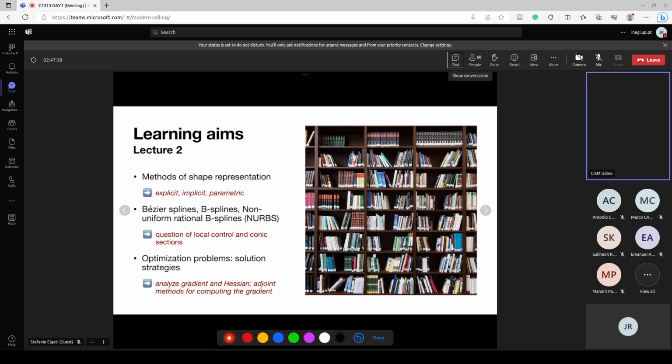All right, that concludes the second lecture. That was incredibly too long. It doesn't matter because we have some buffer in the end. We spoke about methods of shape representation, so explicit, implicit, and parametric. We spoke about Bézier splines, B-splines, and non-uniform rational B-splines, where the difference is basically local control and the conic sections. And we spoke about solution strategies for optimization problems, so we can analyze the gradient and the Hessian in order to see whether we're at an optimum, and adjoint methods can be used to compute the gradient.